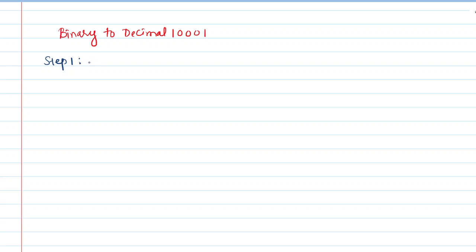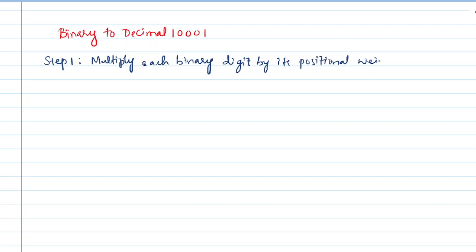So first of all, I'm going to write step 1. Here we have to write: multiply each binary digit by its positional weight. Step 2 says: add all the products.